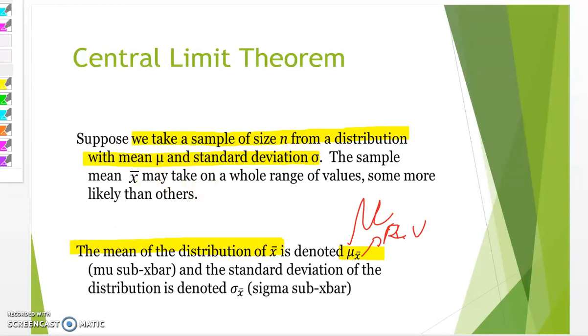Now, the standard deviation of the sample mean is also denoted by sigma sub x bar. Again, x bar here refers to the random variable we are interested in, and sigma is for standard deviation. So basically the notation is pretty similar to what we had before, the only difference is we're adding the subscript x bar for the random variable.